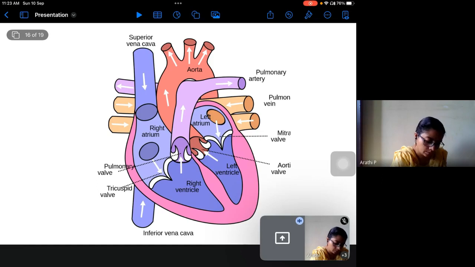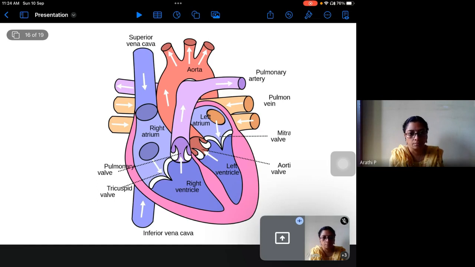See, also, the left side of the heart interacts with the body, and the right side interacts with the lungs. So the muscles are stronger on the left side, and not that strong on the right side of the heart. So this is exactly how the heart works.